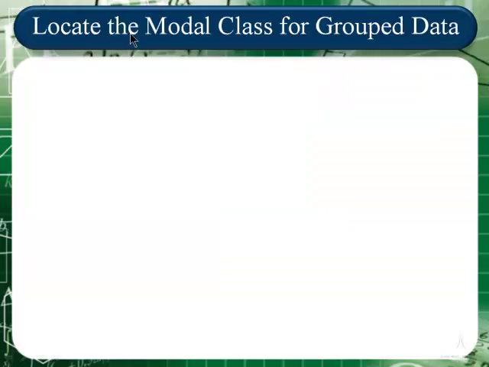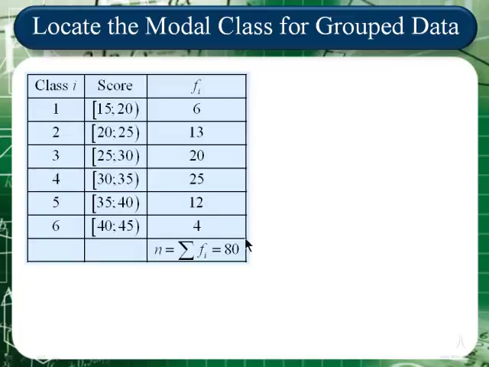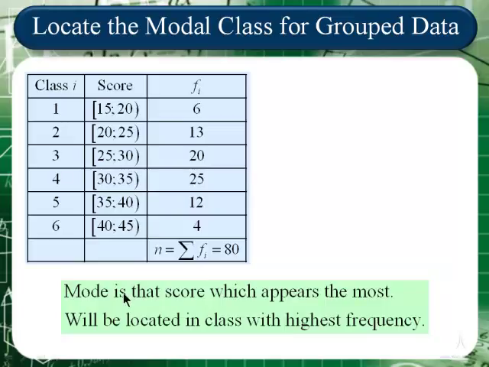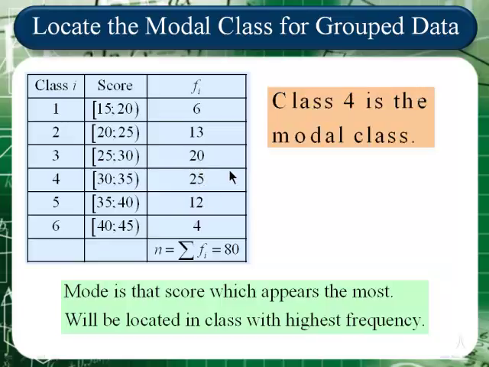How do we determine the location of the modal class for group data is the next question we look at. Note the mode is the value that appears the most, and it will simply depend on the class with the highest frequency. So the mode is that score which appears the most, and it will be located in the class with the highest frequency. So therefore there is no doubt that the modal class will be class 4, because class 4 has got the highest frequency.